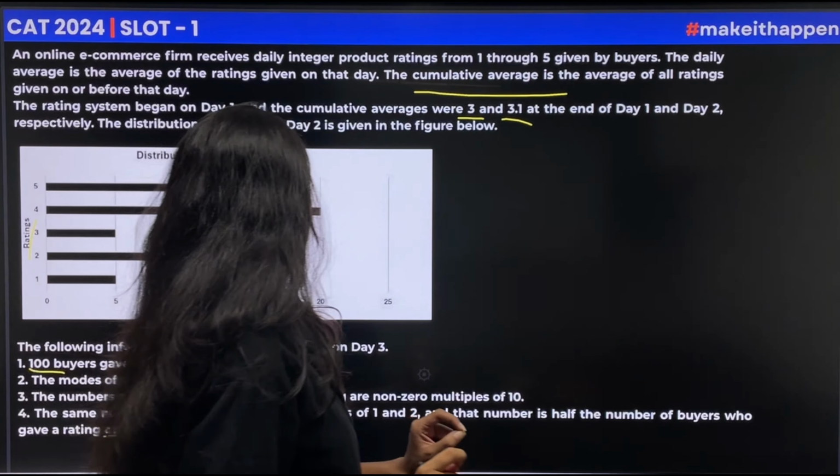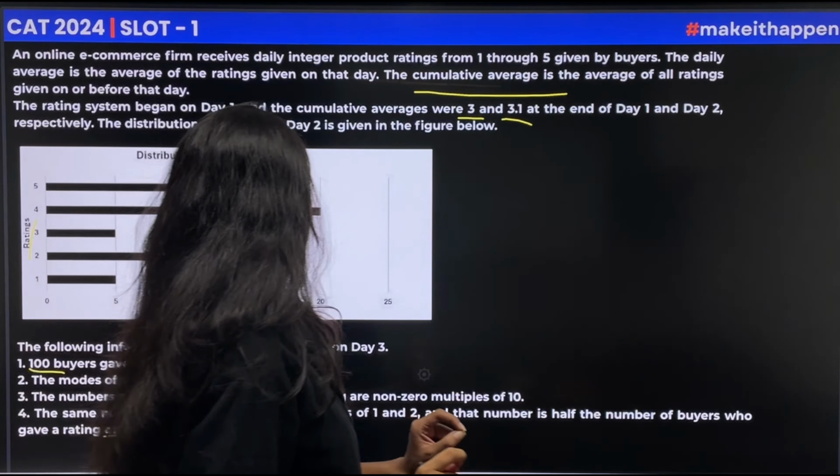If the ratings are 1, 2, 3, 4, 5, and 2x of the rating was given for 3, x and x will be given for 1 and 2, and the mode of 4 and 5 will be y. So we are given that the total number of buyers is 100.